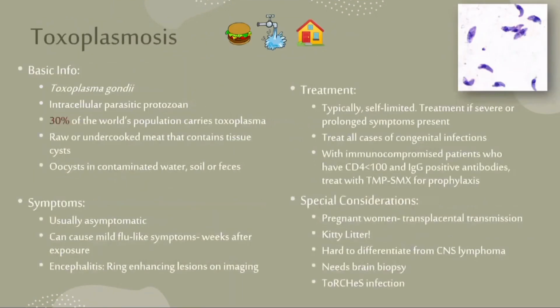And then our last one that we'll talk about is toxoplasmosis. Very rare, but I feel like we have seen this in the NICU. So it comes from Toxoplasma gondii. It can be from foodborne, waterborne, or indirect contact with animals. This is an intracellular protozoan, and it's thought that 30% of the world's population actually carries toxoplasmosis. So we get this from raw or undercooked meat that contains the actual tissue cyst, and then oocysts in contaminated water, soil, or feces, which sounds really gross.